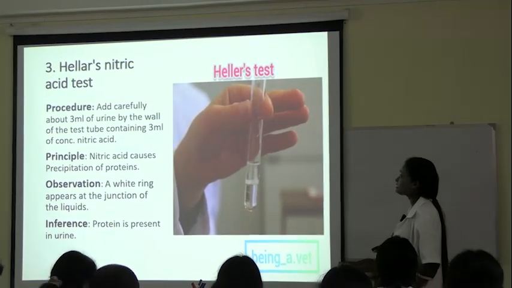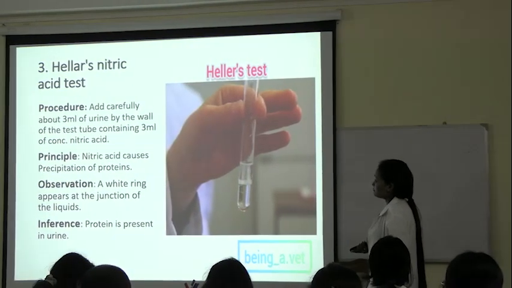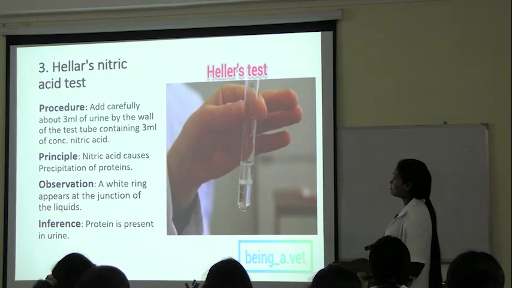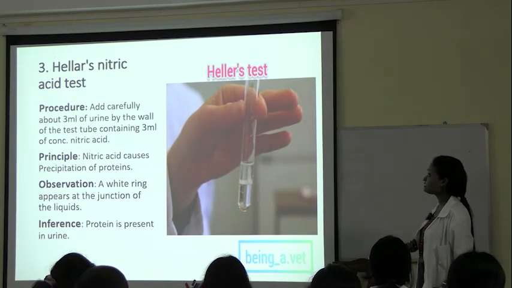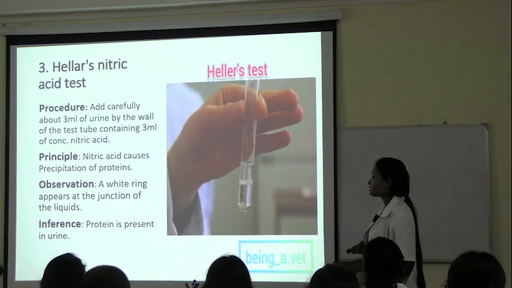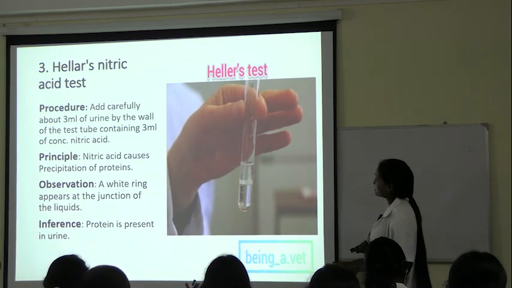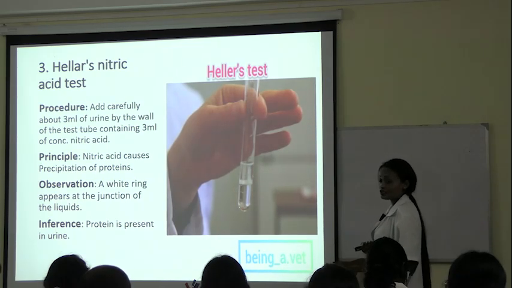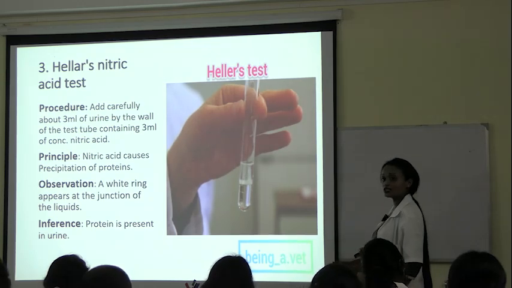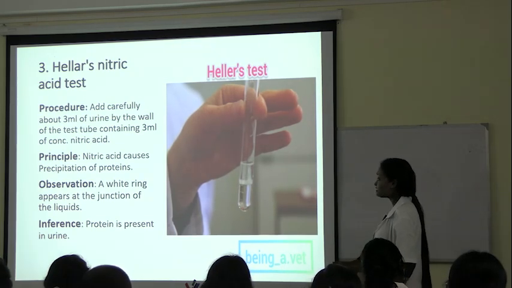The Heller's nitric acid test. The procedure is to add carefully about 3 ml of urine by the wall of the test tube containing 3 ml of concentrated nitric acid. The principle is that nitric acid also causes the precipitation of proteins. What you will observe is a white ring appearing at the junction of the liquids, and the inference is that protein is present.